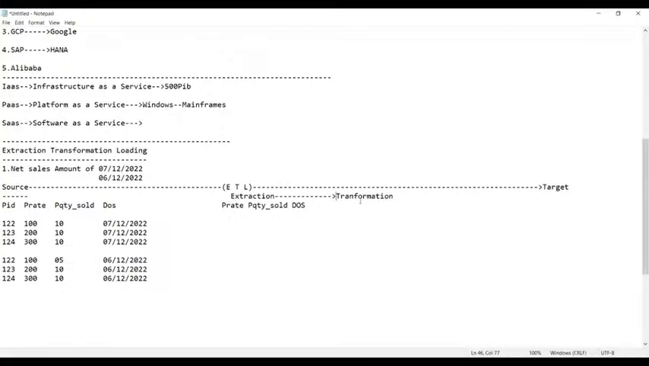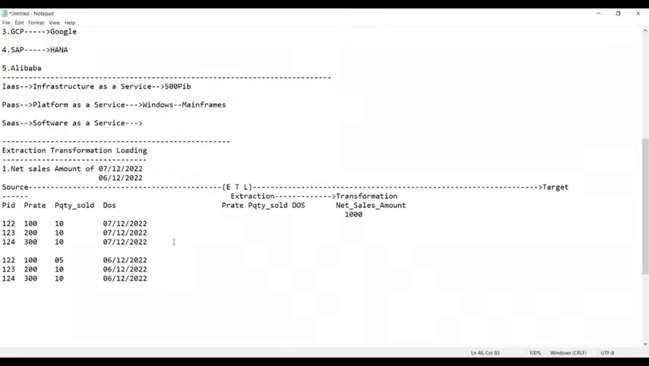Can you tell me how transformation works? Transformation is the process of data summarization. Here you can see 100 rupees is the rate, 10 is the quantity. That means 100 into 10 means what? What is 100 into 10? 1,000. Very good. So 100 into 10 is 1,000. Can I write it here directly as 1,000?